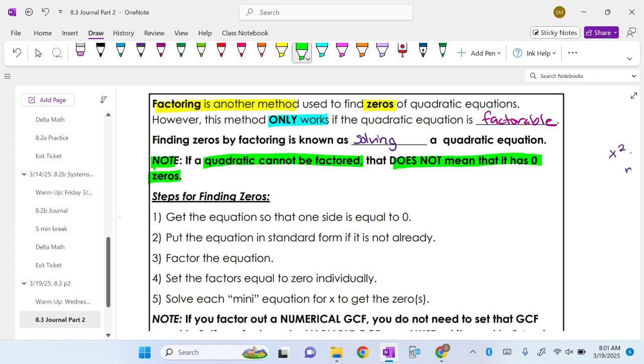So again, if it can't be factored, the answer is not no solution. It just means you have to use another technique. And again, you're not going to see many like that in this class. All right.